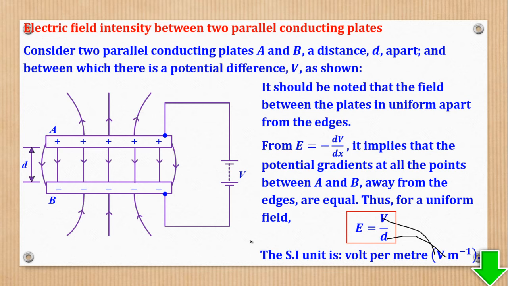Previously, we saw that E is equal to newton per coulomb because this formula was F over Q. But now in this case, it will be volt per meter if I use this formula.